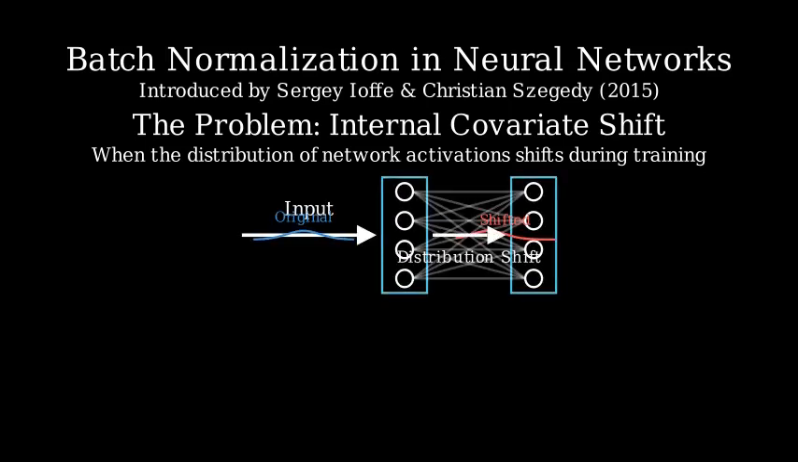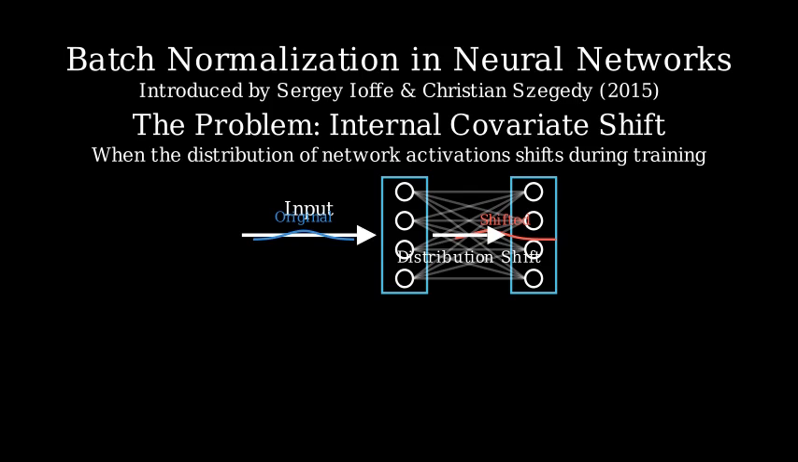Imagine we have a simple neural network with two layers. As we train the first layer, its parameters update, causing the output distribution to change. This changing distribution becomes the input to the second layer, forcing it to constantly adapt. This is internal covariate shift. Batch normalization addresses this problem by normalizing the inputs to each layer during training. This stabilizes the input distribution, making training faster and more stable.